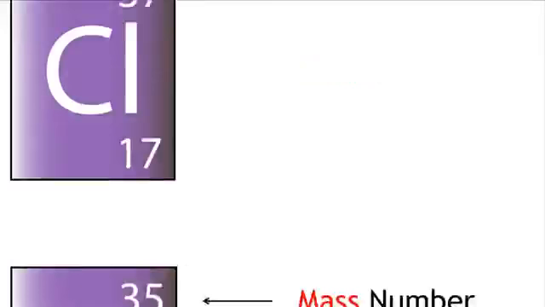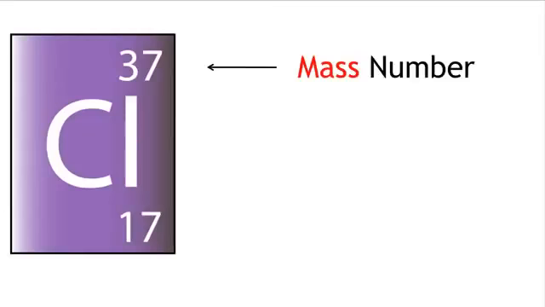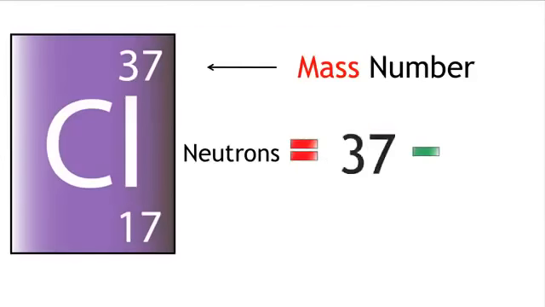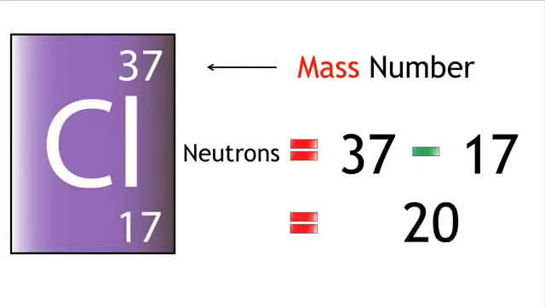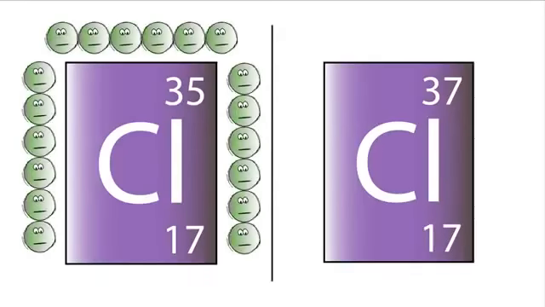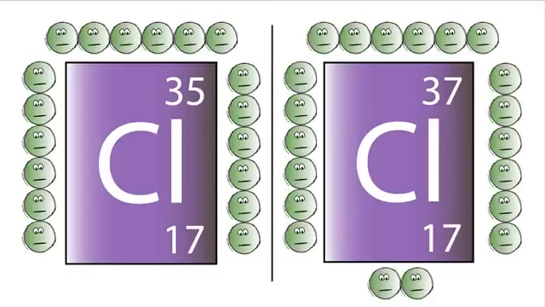So chlorine-37 has a mass of 37. Neutrons equals mass number minus protons. 37 minus 17. 20 neutrons. So chlorine-35 has 18 neutrons and chlorine-37 has 20 neutrons.